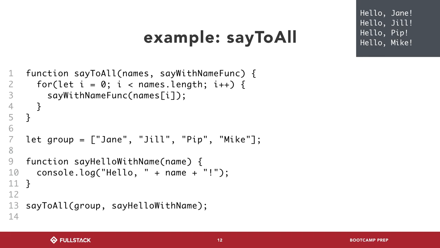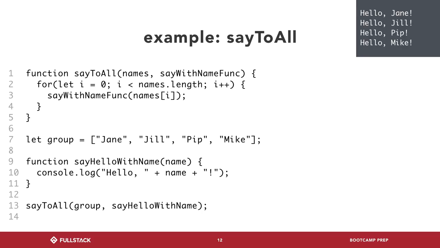So after line 13, as we go back to line 1, names is this array of 4 names. Says with name, func is say hello with name. And all we're doing is we're iterating through the array, and we're passing each element in the array into the say with name func. And we're invoking say with name, which basically means we're invoking say hello with name.